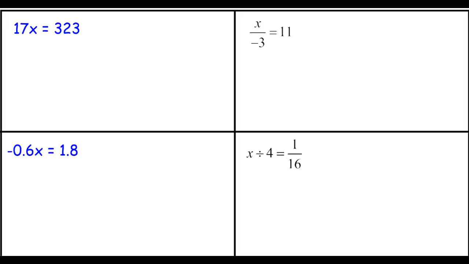So here we have a couple of things for you to work on. Notice that there's a division bar in the upper right. There's a division sign in the lower right. There's some negative numbers. There's some decimals. We're just really trying to put all of those pieces together here.